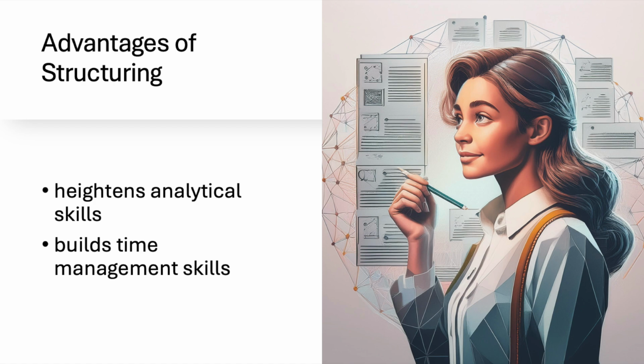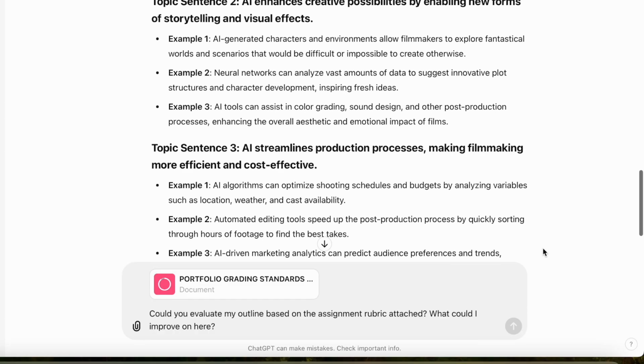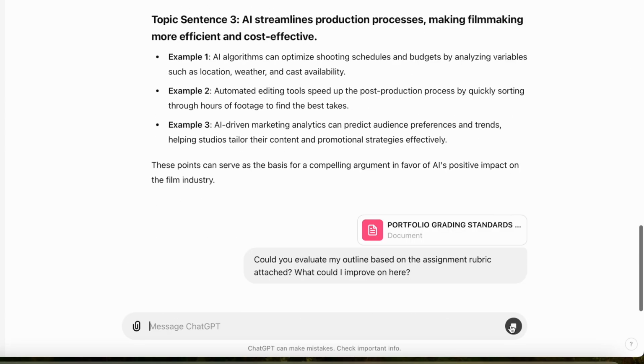So, as a best practice, my suggestion is to use AI to give you some directed feedback on your essay structure. Come up with your own essay outline first, and then have GPT evaluate it. But, and this is the important part, evaluate it according to the essay prompt and rubric, which you can upload directly into the program. Don't just ask it for any old evaluation because every assignment is different.